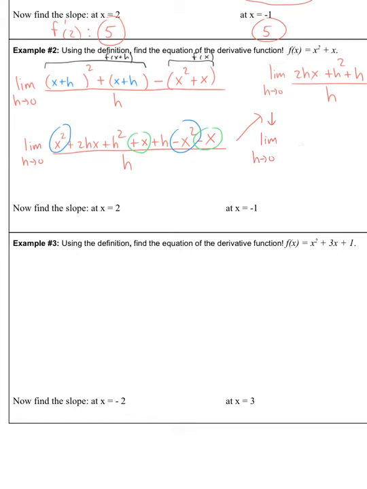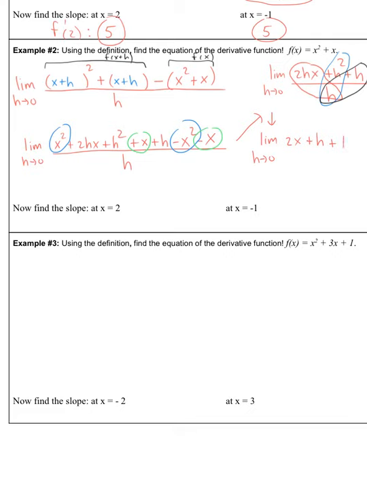Okay, if I divide the first term by h, 2hx divided by h leaves me with just 2x. The h's cancel. If I divide the second term, h squared by h, I'm left with 1h. And finally, if I divide my third term by h, h over h, anything over itself is 1. h over h is 1.